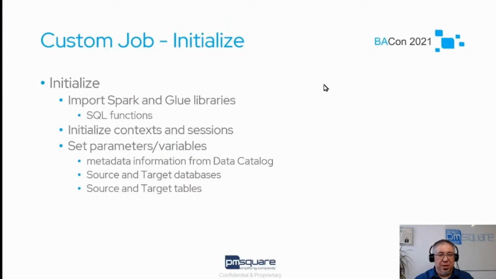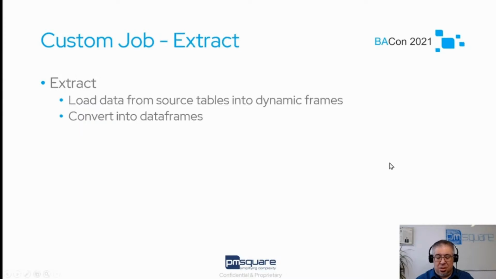To reiterate, the first phase of the custom job is the initialization phase, where we import the Spark and Glue libraries, including one for SQL functions, initialize our context and sessions, and set our parameters for source and target databases with the metadata information from the data catalog. Our second phase is the extract phase, where we load the data from the source tables into dynamic frames and then convert them into data frames.